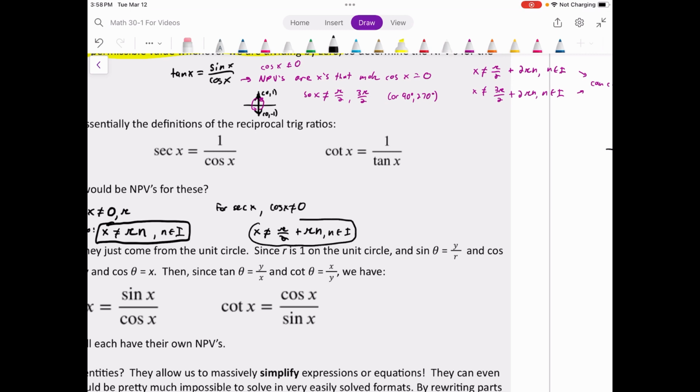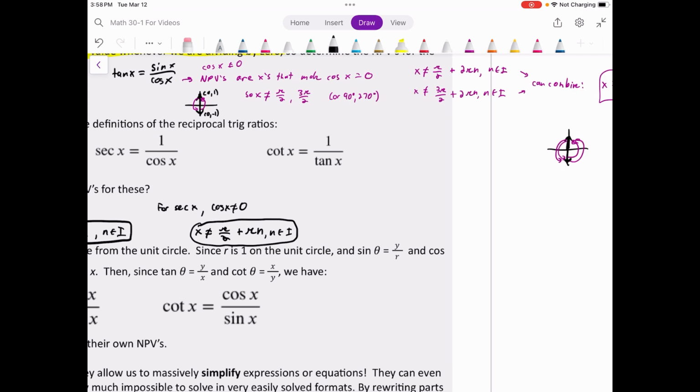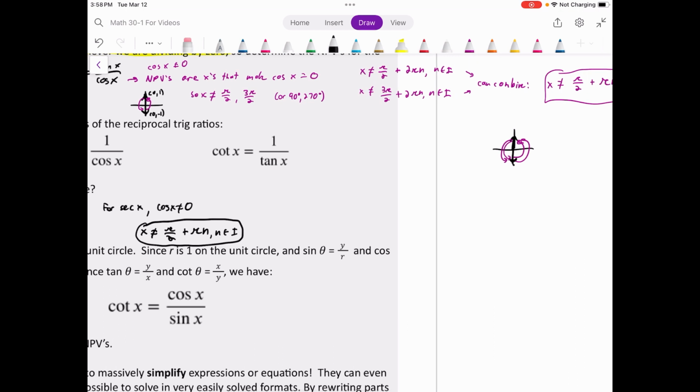There we go. Now 1 over tan x. So, right, 1 over tan x means that we can't be dividing by 0. So where is tan x equal to 0? Where does tan x equal 0?